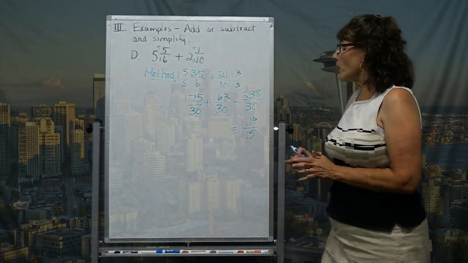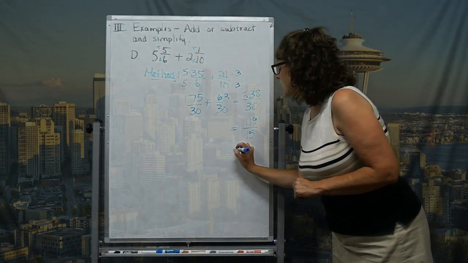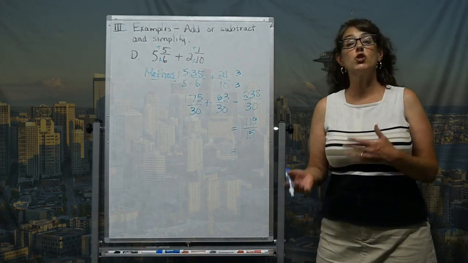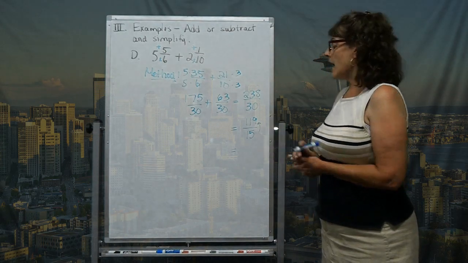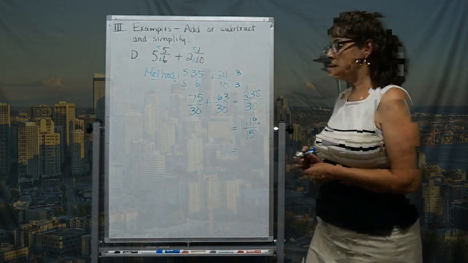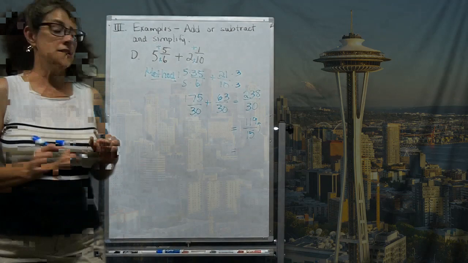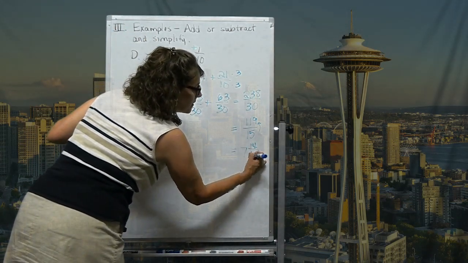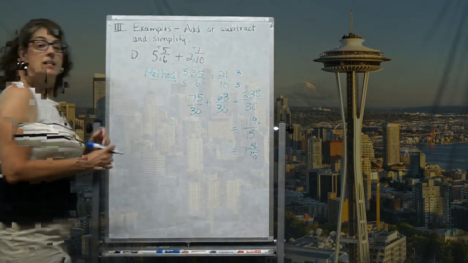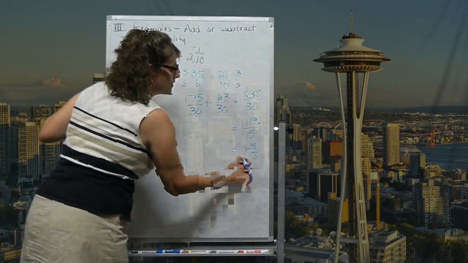So therefore, this is the best it's going to get, but I do need to convert it to a mixed number because I started with a mixed number. So I'm going to divide up, and 15 goes into 119 7 times with a remainder of 14. So I get 7 and 14/15.